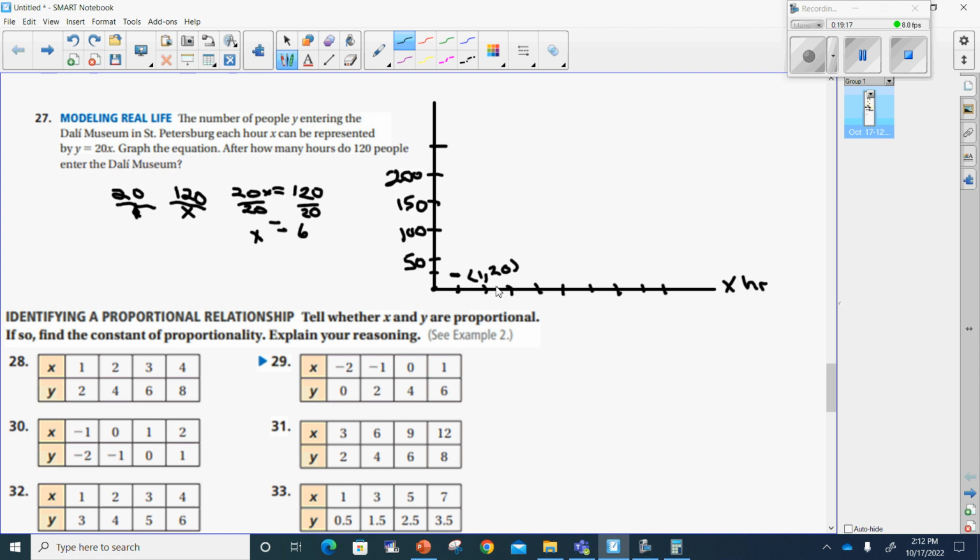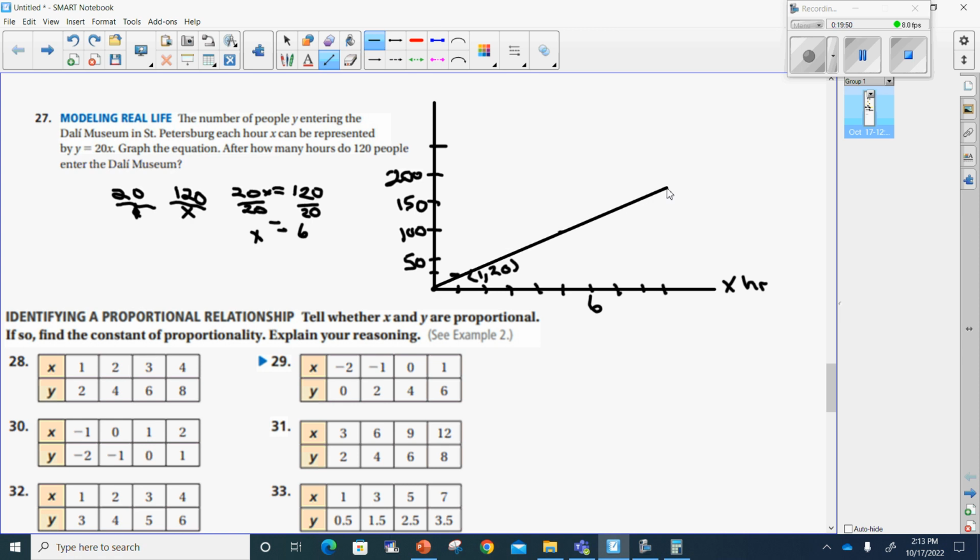So I could say 1, 2, 3, 4, 5, 6 is going to give me 120 people. Okay, so let's see what happens if I was to do it by 5, right? Because 5 would be 100 people. So I could go to 5 and then come right there at 100, right? And then I'll put my line through here.